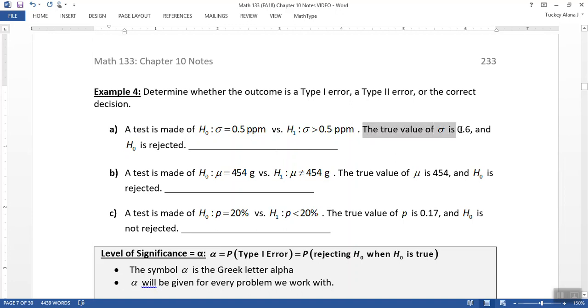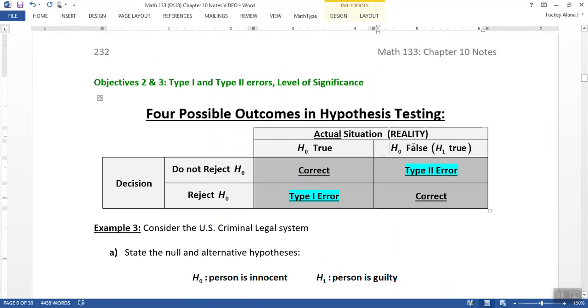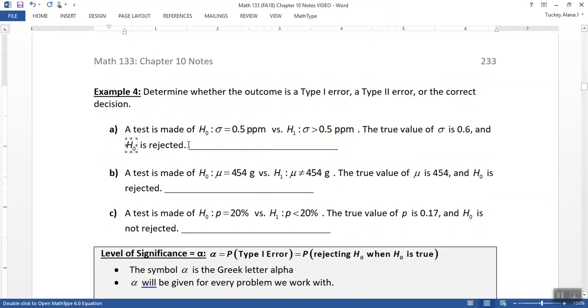So let's think about this. The true value is 0.6. So let's go back to this table over here. If the true value is actually 0.6, that means that H1 is actually true, so you're on the right-hand side of this column over here. So now you have to think, all right, I'm in the right column. Did I make a decision to not reject the null? Because if I didn't reject the null, that's a type 2 error. But if I rejected the null, that's a correct decision. So let me scroll back. We rejected the null, so that means that we made a correct decision on this one.